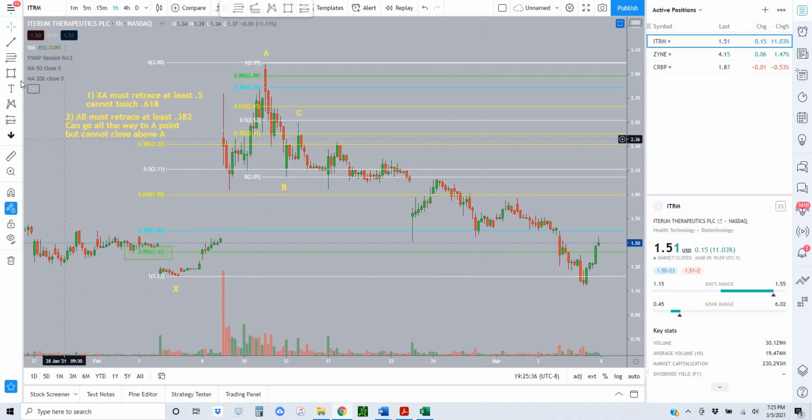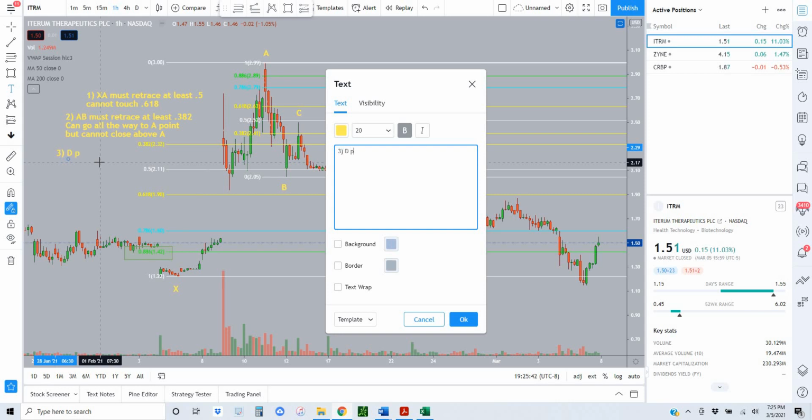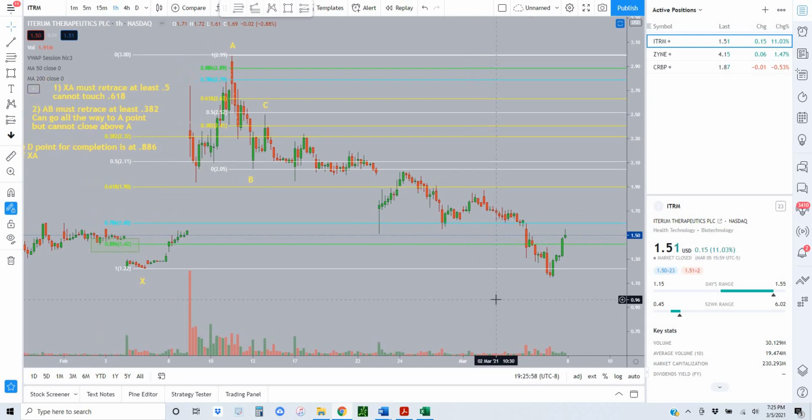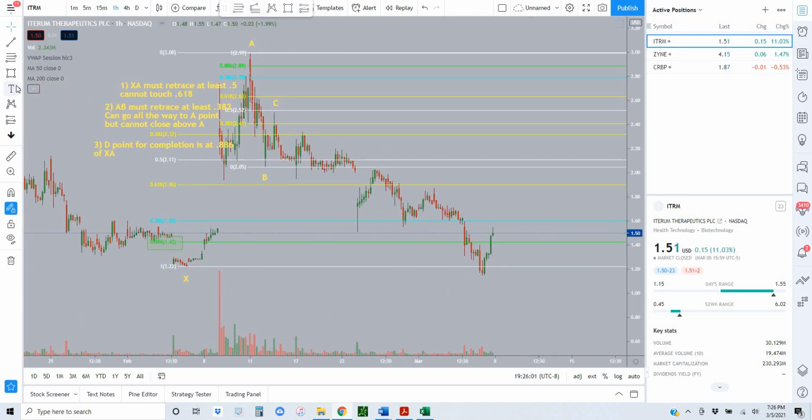So for position number 3, I mentioned D point is pattern completion and the buy. D point for completion is at 886 of X to A. Okay, so that is going to come in right here. And as I mentioned, that means that is going to be our buy, and it's coming in right here at the 886. So our buy would have been right at $1.42. So I know that I'm going to enter the market right here at that green line at $1.42.